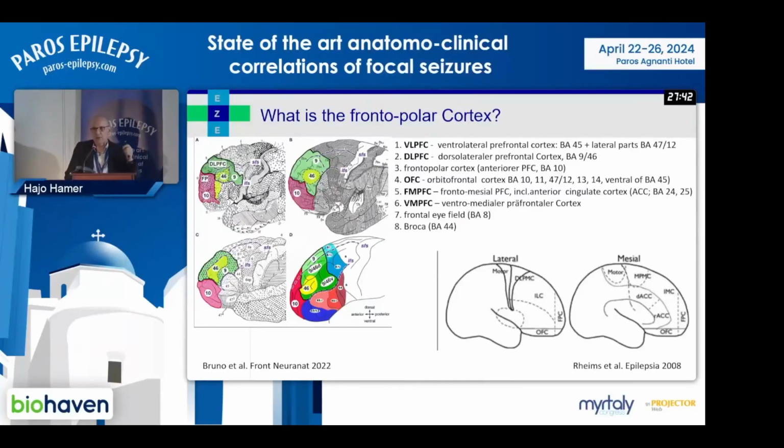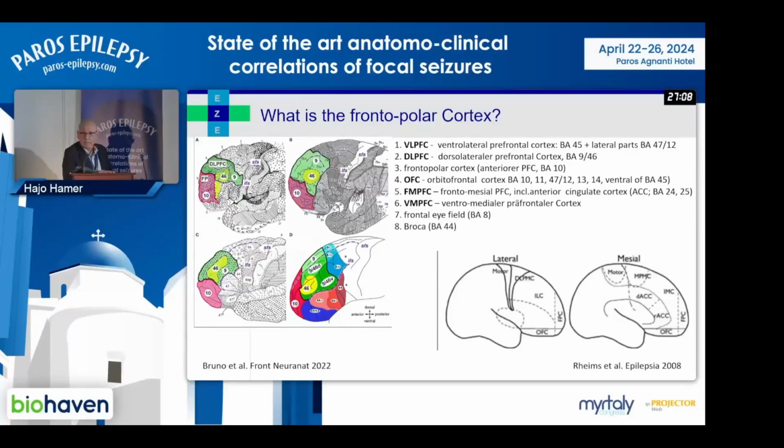What is the frontopolar region? Is it the tip? How far back is it? When you come from an anatomical point of view, usually it's Brodmann area 10, which is referred to as the frontopolar cortex. Maybe even there's this 47. You will find this number in one of the studies. That's why I pointed it out. Maybe a little bit of Brodmann area 47. This is the anatomical way to look at the frontopolar cortex.